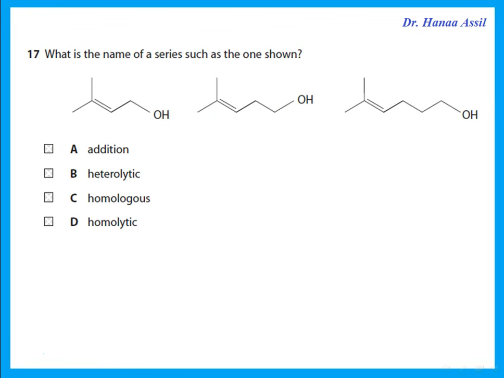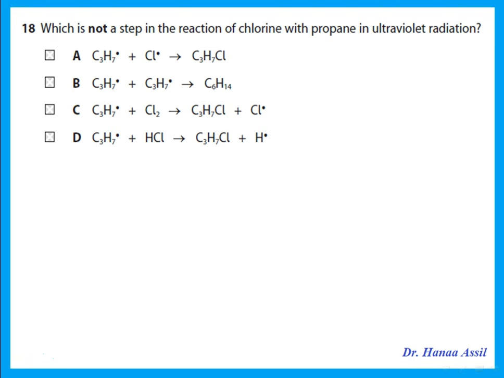What is the name of a series such as the one shown? So if I have something, for example, all of them have a double bond, or all of them have an OH, we call them what? We call them a homologous series. Okay, so when we have different organic compounds with the same functional group, these belong to a homologous series.